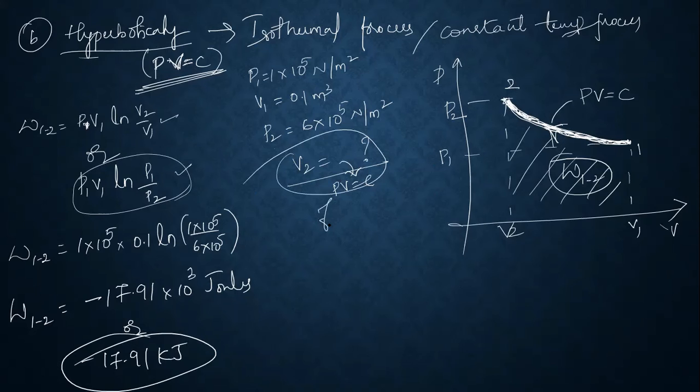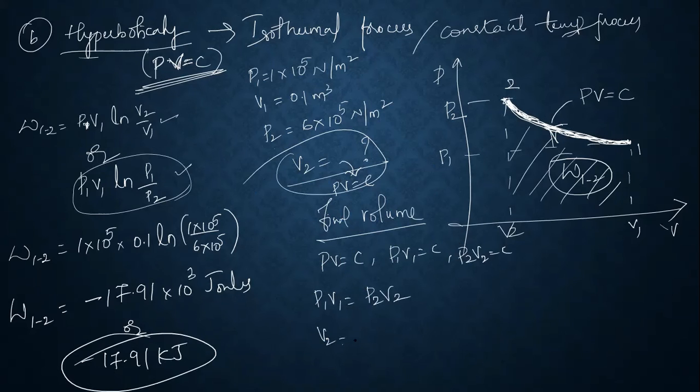Now in the problem they may ask you an additional part: find the final volume. How to find the final volume? You have an isothermal process, governing law PV is equal to C. You can write P1 V1 is equal to C, and at the same time P2 V2 is equal to C. Therefore P1 V1 is equal to P2 V2. Therefore V2 is equal to P1 V1 divided by P2. P1 is 1 into 10 to the power of 5, V1 is 0.1, P2 is 6 into 10 to the power of 5, and you get V2 as 0.016 meter cube.